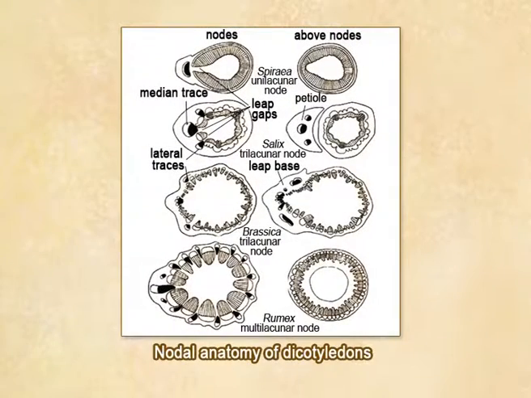The number of traces supplying a leaf varies from one to many, and this number is usually constant for a given species and often for a family and even a larger group. This number is the number of bundles that leave the stele. These in course through the cortex may fuse or branch so that the number entering the leaf is different.